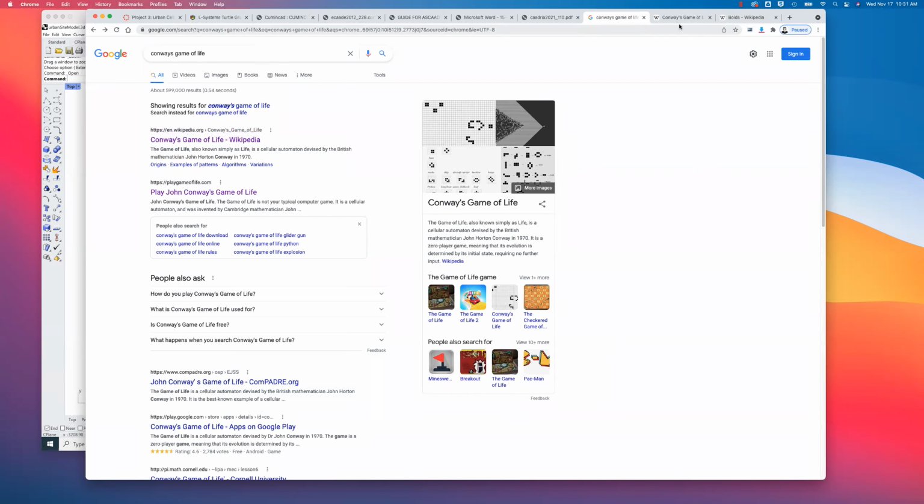Way back when I first got my first laptop and was running Windows 3.1 or something, it came with some games. One of them was Minesweeper, and another one was called Game of Life, right?